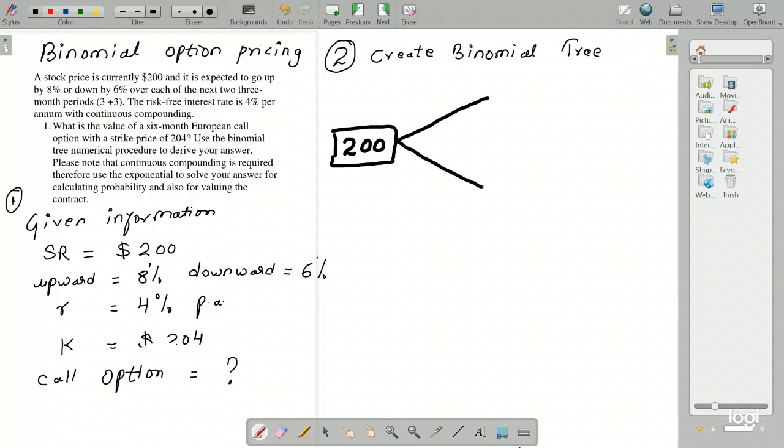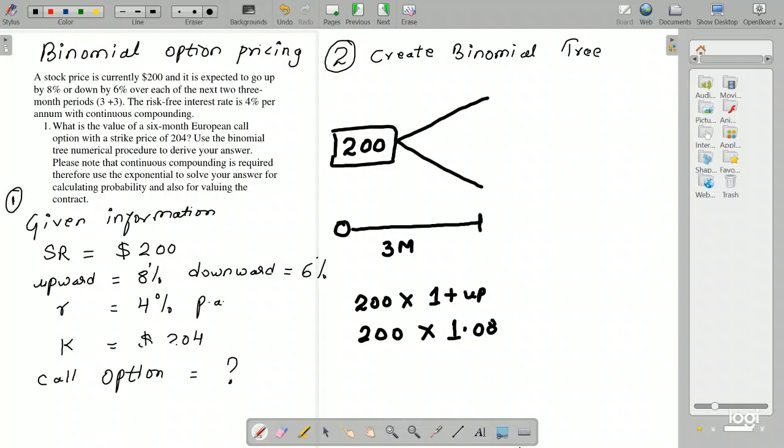And on a timeline, although this is a 6-month contract, it is divided into 3-month periods each, right? So I'm here, and this is my 3-month period. This is 3 months. So what will happen in 3 months? If the 200 is going to go up, I'm basically doing 1 plus up. So this means 200 times 1.08, because it is going up by 8%.